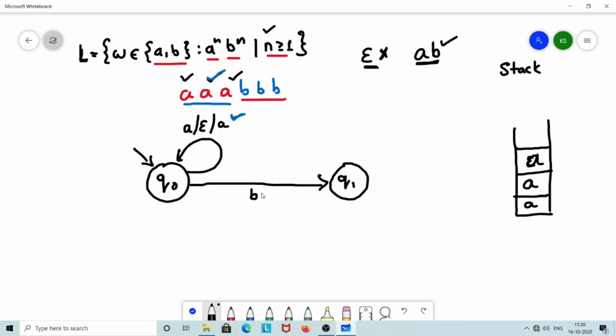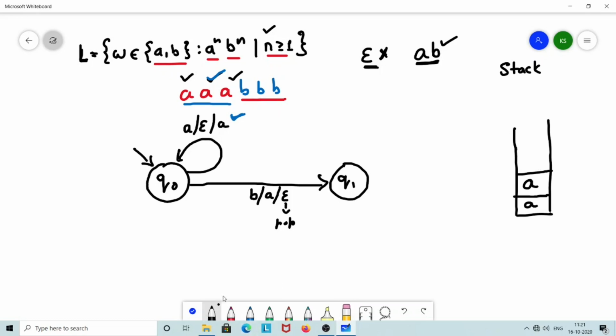And what is the content of the stack? On the top of the stack I have A, and what we have to do is perform a pop operation, right? So being in Q naught, upon encountering B and topmost element A, I'll do pop. So what will be the content of the stack? When I perform the pop operation, the topmost element A will be popped out, right? Now I'm in Q1 state.